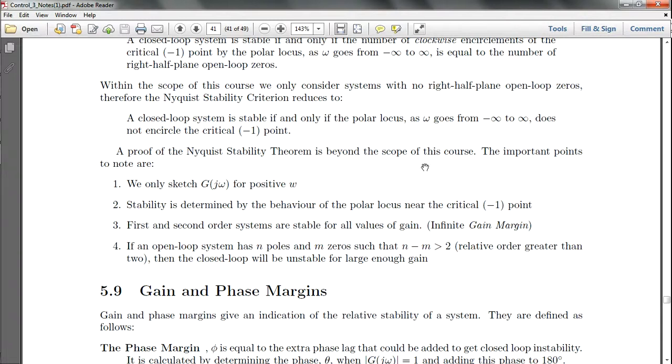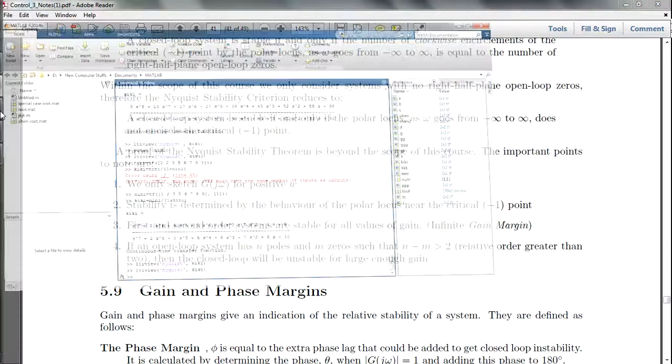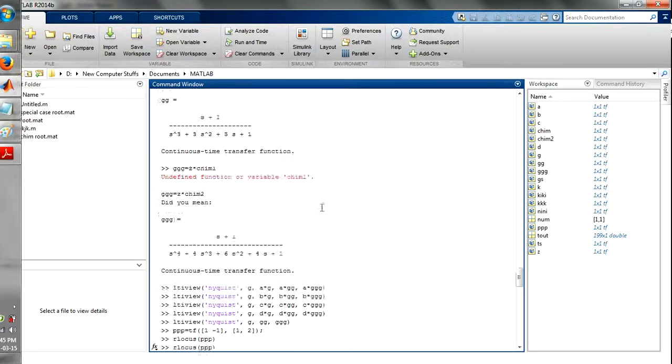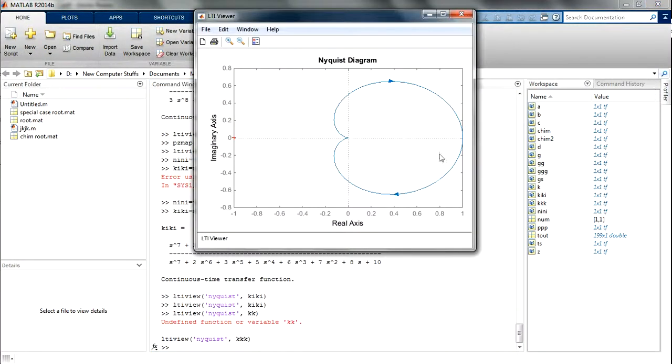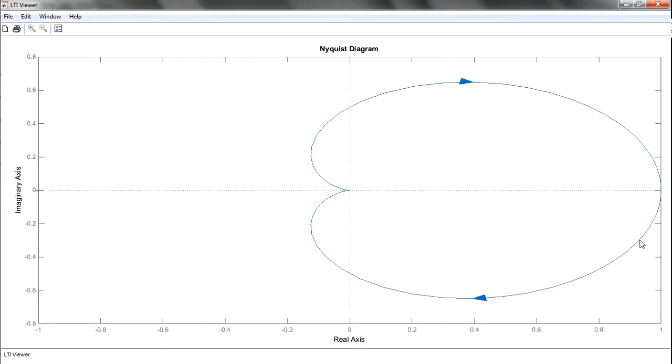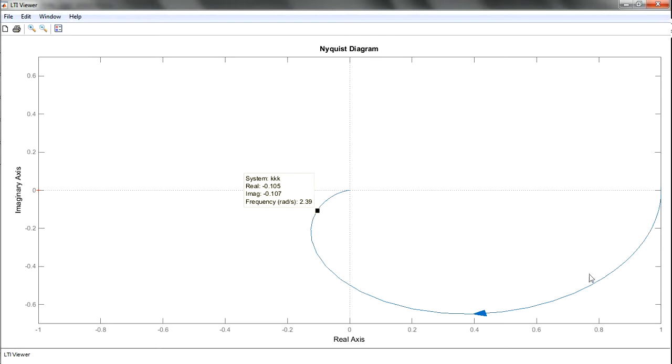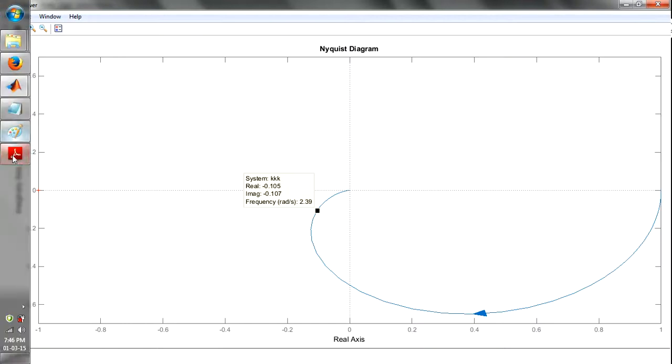We only talk about positive omega. Last time, all our frequency responses covered the full circles, right? One part is as frequency varies from 0 to infinity, and there is also another part from 0 to negative infinity. So in our module, we only talk about the positive one.